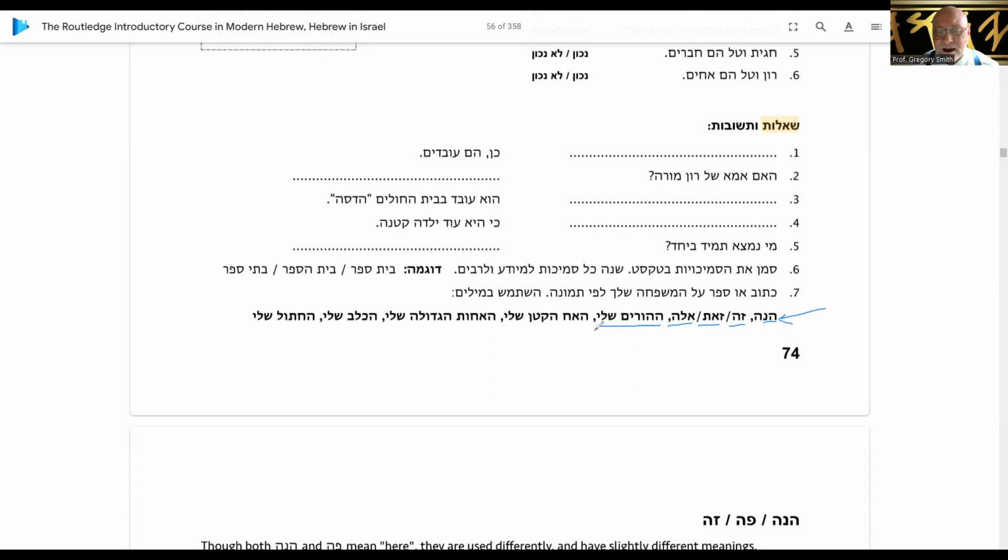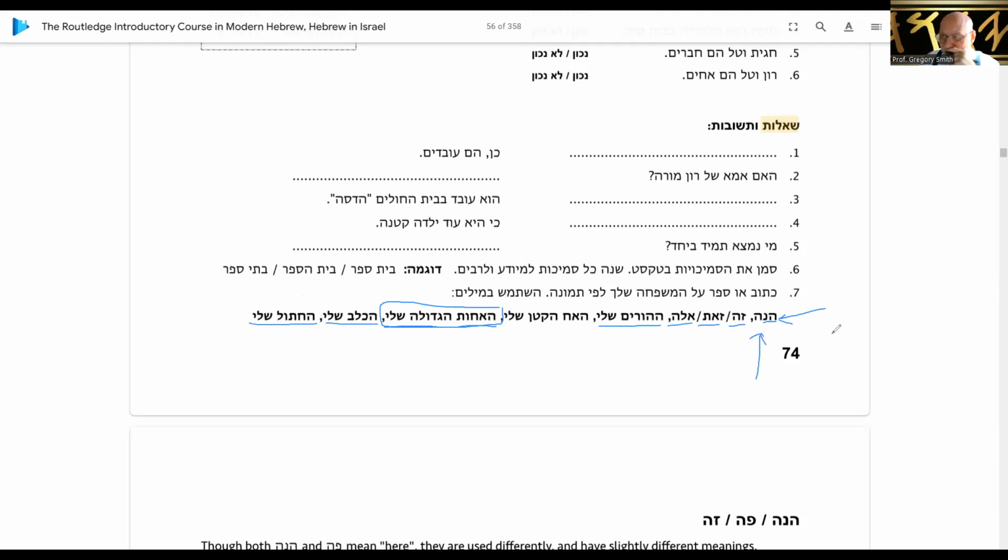And then you would say Ha'ach Hakatan Shali. So here's my younger brother, and Hakot Hagadolah Shali. So here is my older or larger sister, I guess. Hakelev Shali, this would be my dog, and Hachatul Shali would be my cat. Okay, so this has got to be Hine, not Hannah.